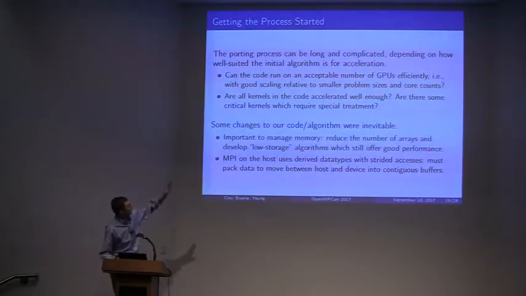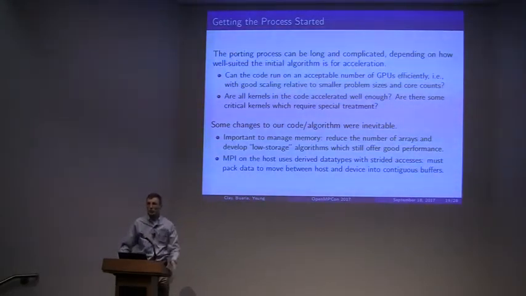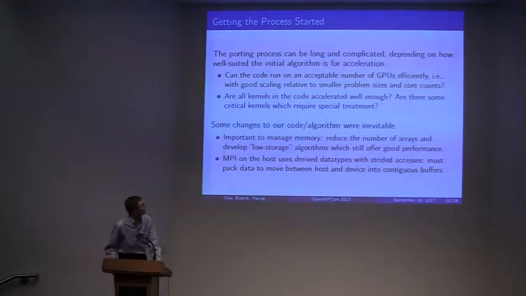But we want to see, really, if we're going to run production simulations on Titan, the main question we want to ask is: are we doing that efficiently? Are we using an acceptable number of nodes and getting good scalability to justify what we're doing? So we want to pay attention to that. And another thing is, for the expensive computational kernels in our code, how well are they getting accelerated? Are they getting accelerated well enough?